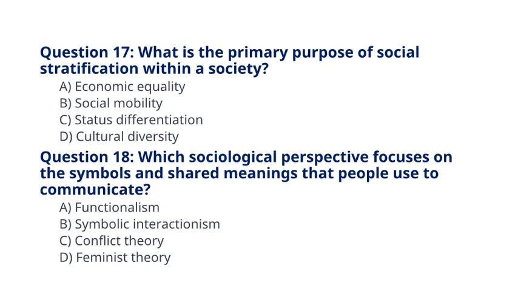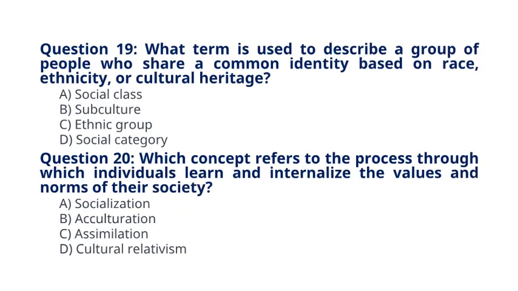A. Functionalism. B. Symbolic interactionism. C. Conflict theory. D. Feminist theory. The correct answer for question 18 is option B. Symbolic interactionism. Question 19. What term is used to describe a group of people who share a common identity based on race, ethnicity, or cultural heritage?